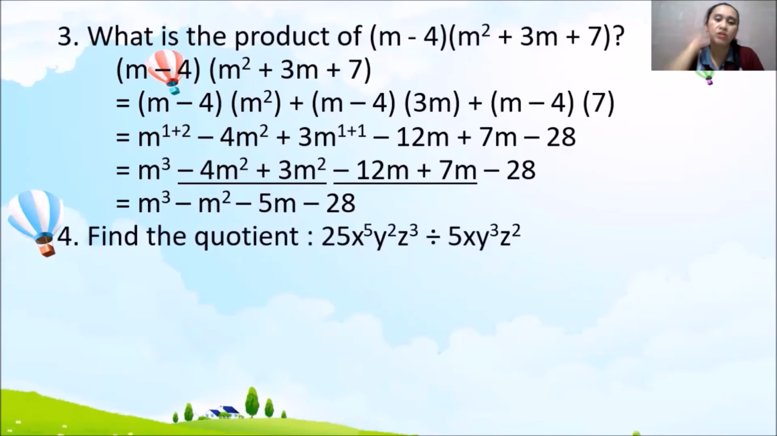Now, find the quotient of 25x raised to the exponent of 5, y squared, z cubed, divided by 5xy cubed, z squared.